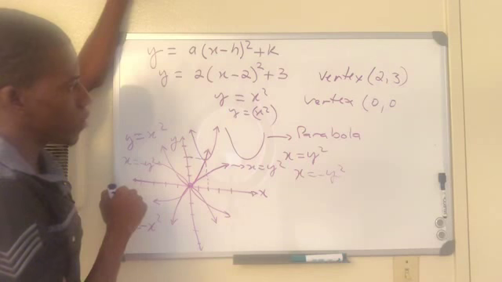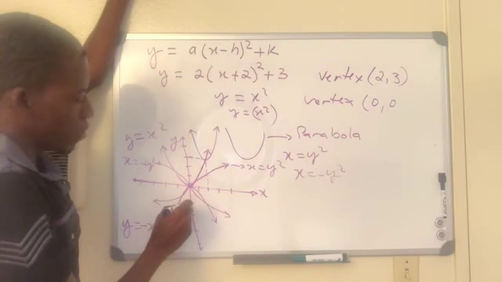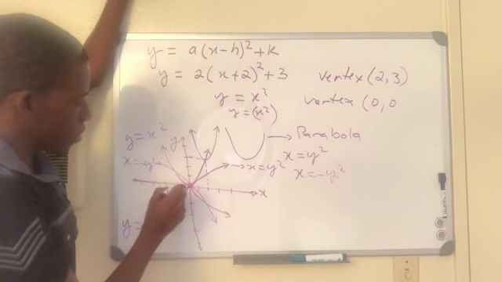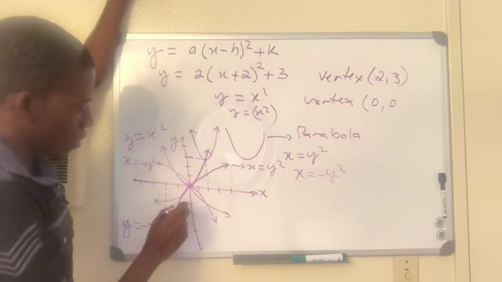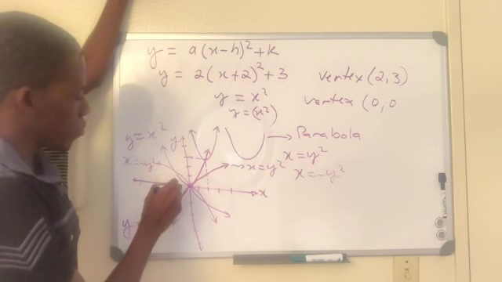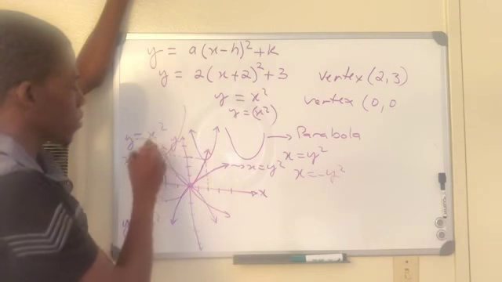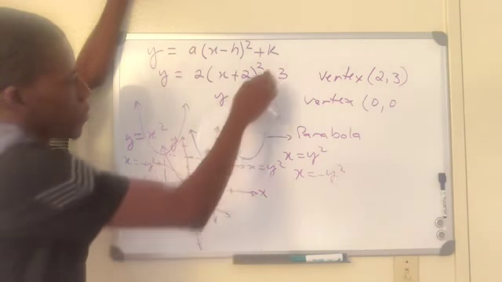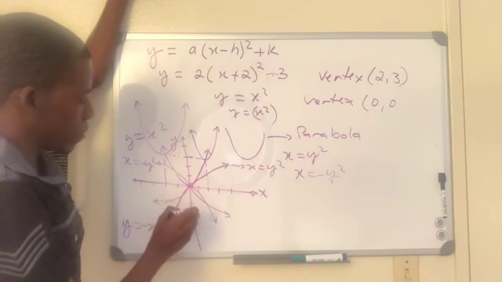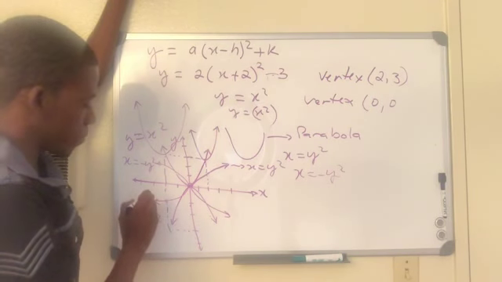Okay, if my vertex is negative 2, 3, I'm sorry, negative 2 and 3, my parabola would go this way. What if I have negative 2, negative 3? Negative 2, negative 3. My parabola would go this way.